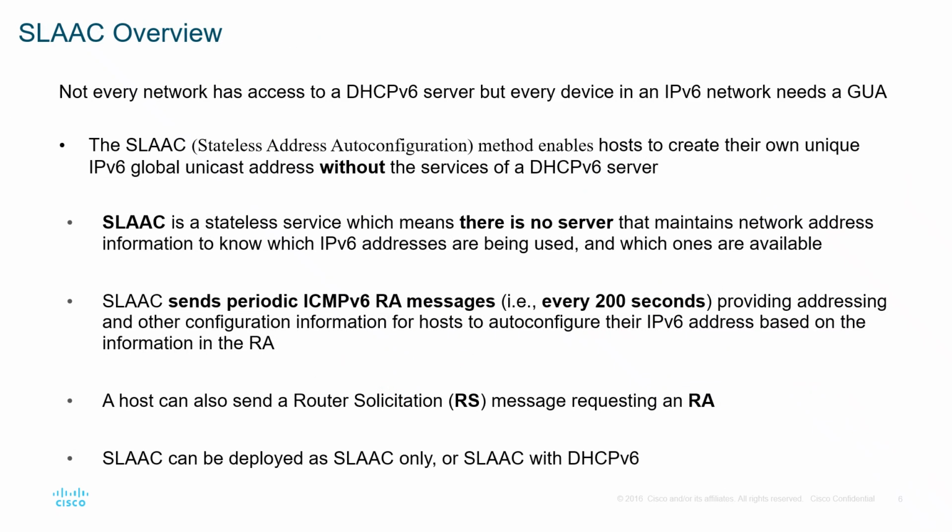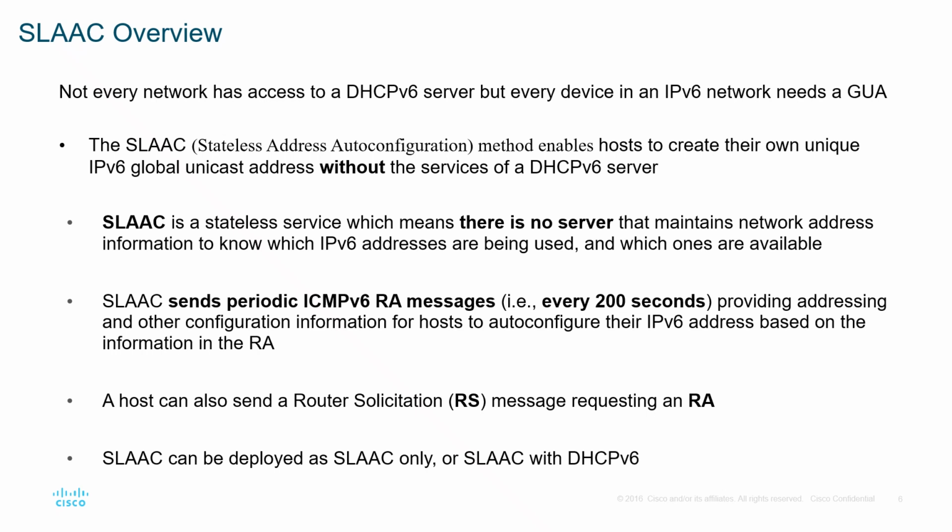Now, in viewing SLAAC, not every network has access to a DHCPv6 server, but every device in an IPv6 network needs a GUA. So SLAAC is the stateless address autoconfiguration method that enables your hosts to create their own unique global unicast address without the services of a server.